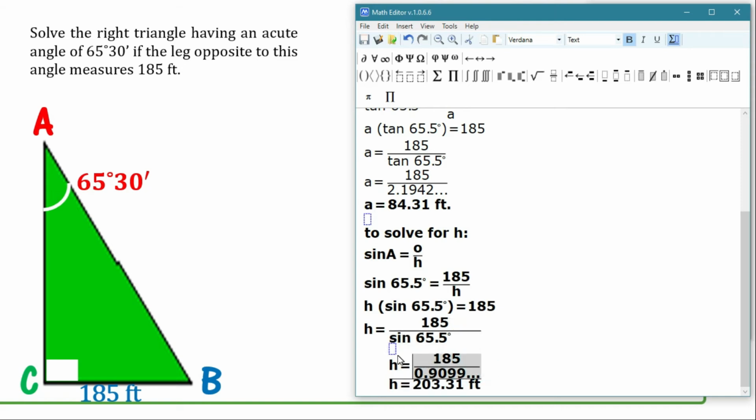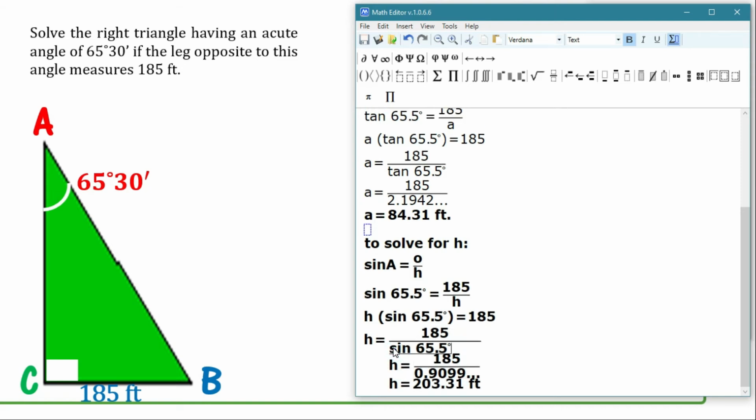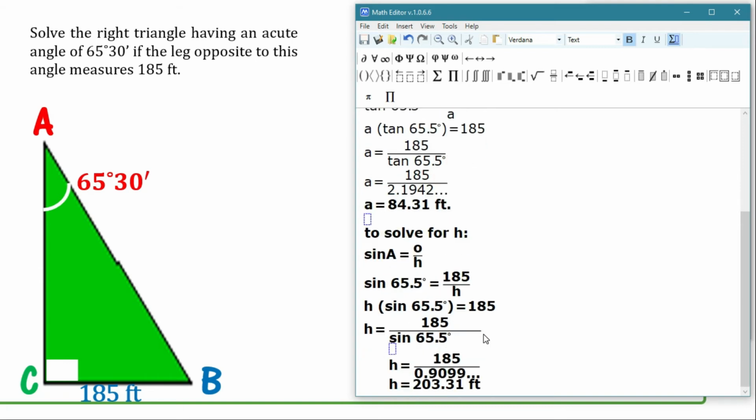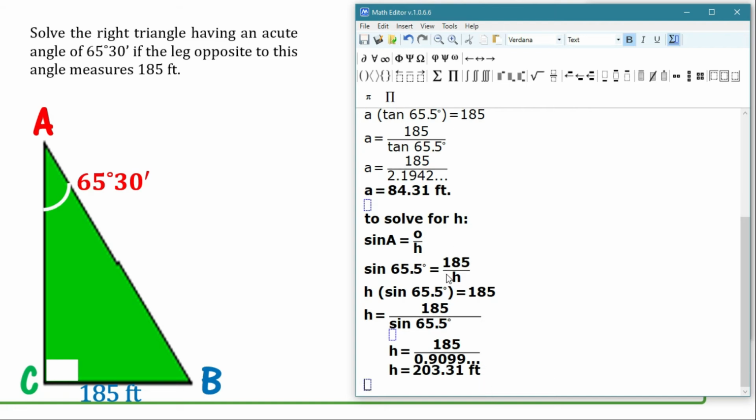Okay, do not forget to put unit of measurement, since sa problem natin ay may unit of measurement. Okay, so that's gonna be the value of our h. Alright. Okay, and it is very important for us to check whether our answers are correct or not.